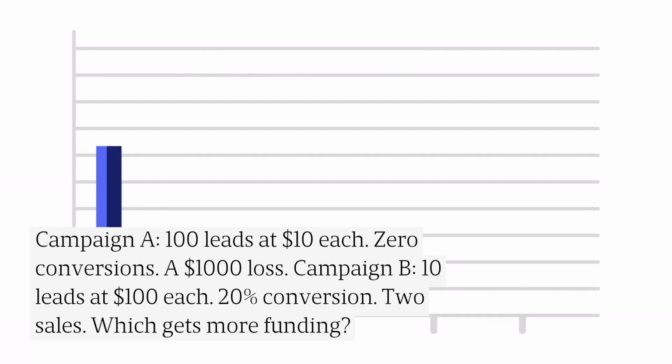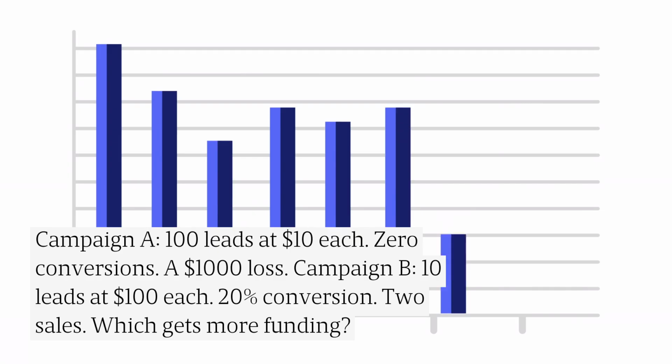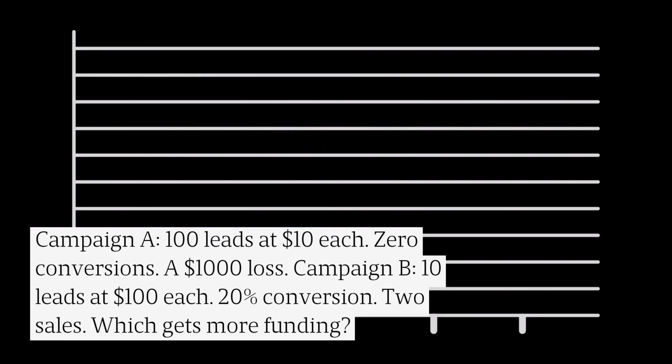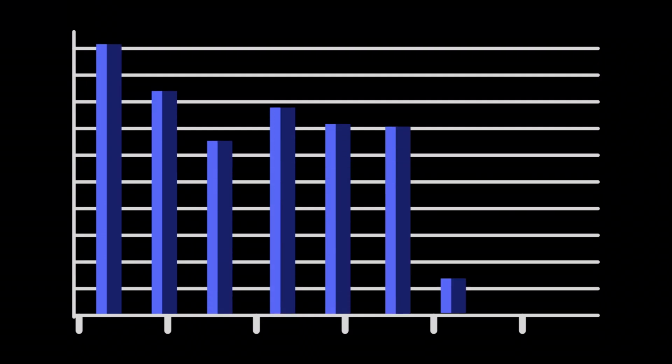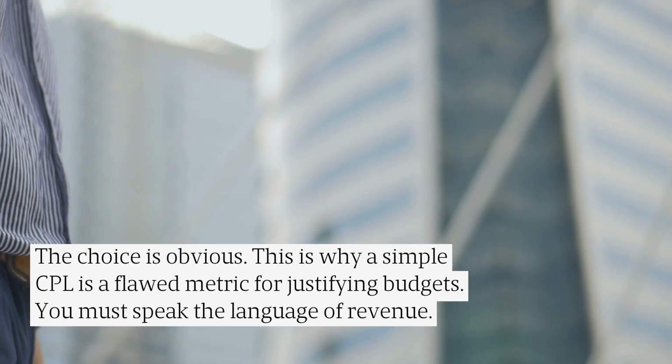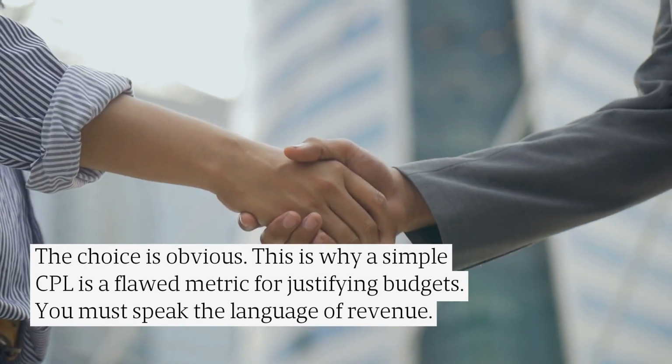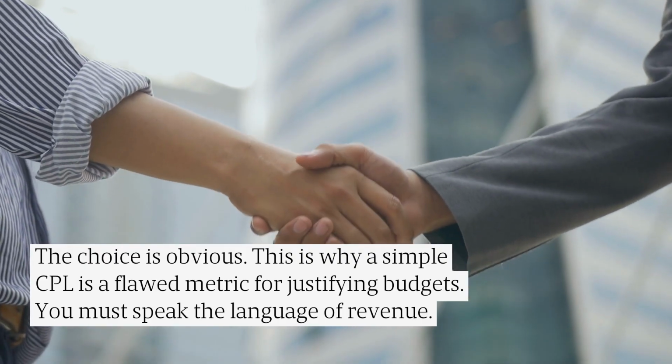Campaign A, 100 leads at $10 each, 0 conversions, a $1,000 loss. Campaign B, 10 leads at $100 each, 20% conversion, 2 sales. Which gets more funding? The choice is obvious. This is why a simple CPL is a flawed metric for justifying budgets. You must speak the language of revenue.